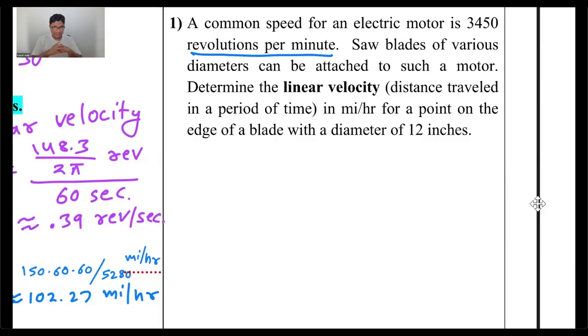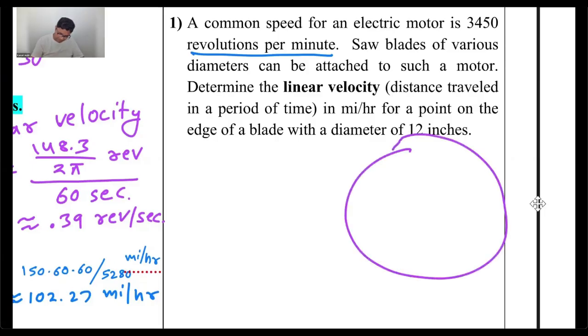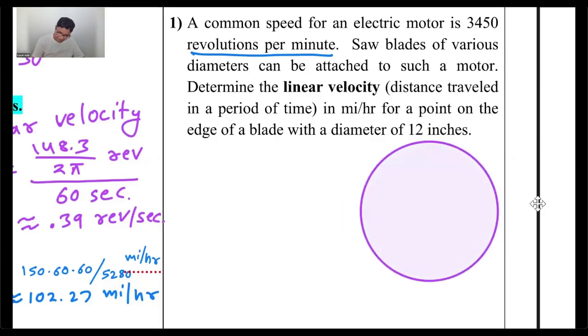Edge of a blade with a diameter 12 inches. And then what is the speed? Linear speed. So to understand this, let us first draw a circle. The diameter of this circle is 12 inches. So I'm understanding that the radius is 6. You have to be careful. Edge of a blade with a diameter of 12 inches.